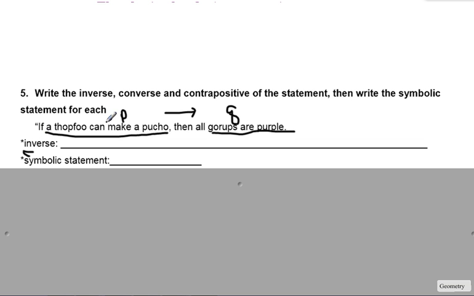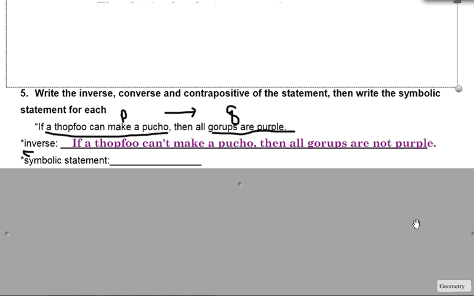So if a thought boo can make a poot show. Now, I don't know the opposite of a poot show, so I'm just going to say cannot make a poot show. A thought boo cannot make a poot show, then all go groups are not purple. So instead of doing the opposite, we are just going to insert a not here. So the inverse of the conditional was, if a thought boo can't make a poot show, then all go groups are not purple.